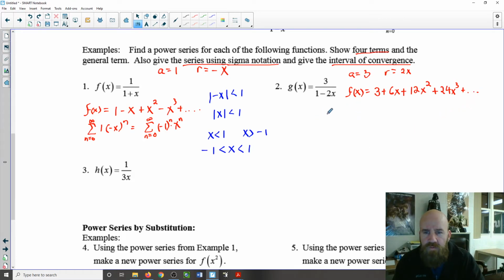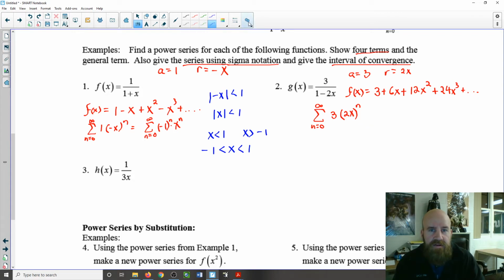All right. So writing our sigma notation. So we are going from n equals 0 to infinity of a times r to the n. So there's our sigma notation for our power series.